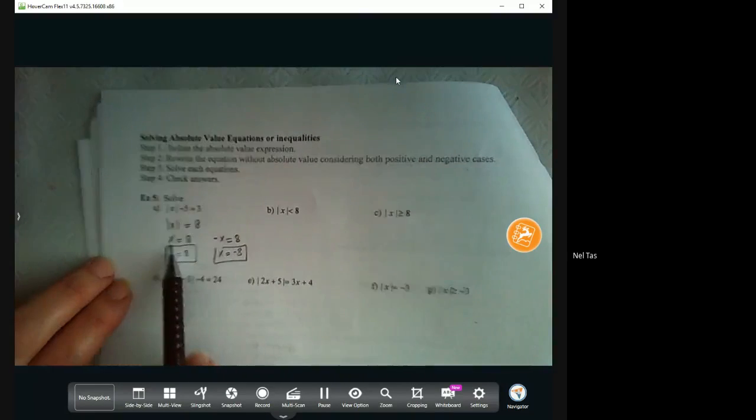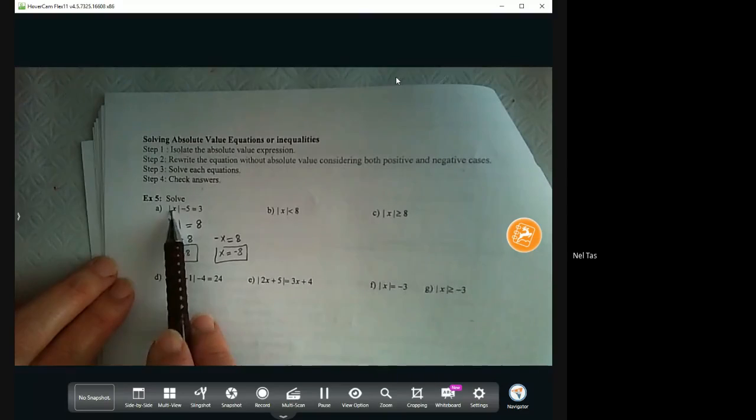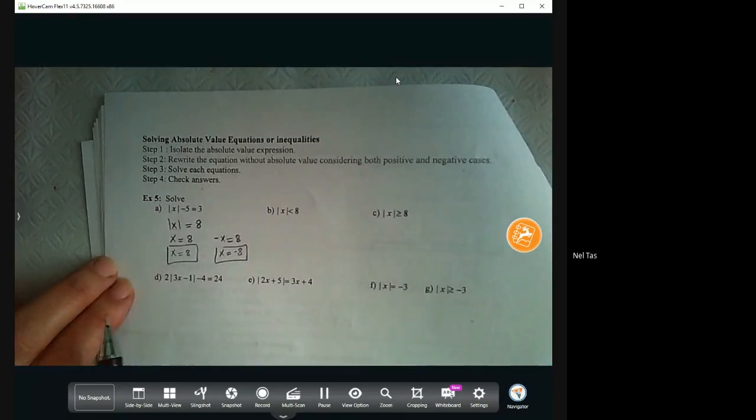So if you check it, absolute value of positive 8 minus 5 gives you 3. So left side is 3 and right side is already 3. If x is negative 8, sub in, absolute value of negative 8 is 8, minus 5 is 3, and right side is also 3. So left side equals right side. So both solutions are good.